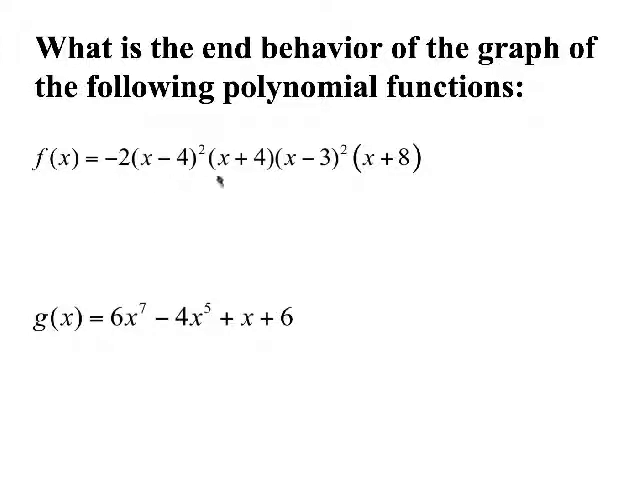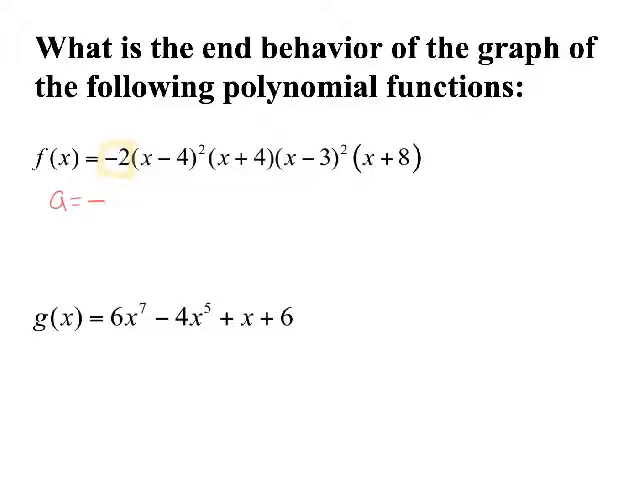Well, when it's in factored form, the lead coefficient is right in front, that number. So that number right there in front is a negative 2. Now, what's the sign of that? That would be negative. So we call the lead coefficient A here, so I'm going to call it negative. Now my degree is a little bit trickier.